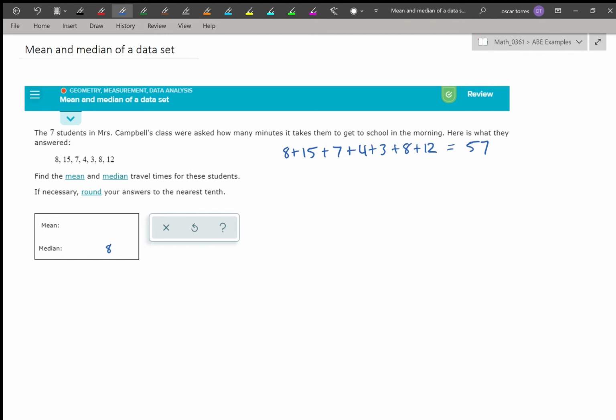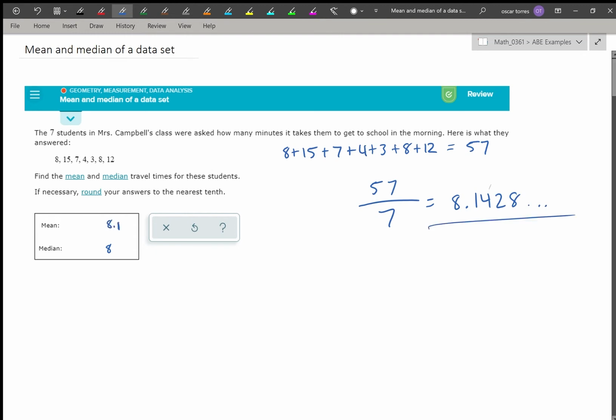So that's not the answer, but it is half of the steps that we need to do to find the mean. Now the next thing we do is we take that total, we take that 57, and we divide it by the amount of numbers that we actually have. So if we count how many values we have: 1, 2, 3, 4, 5, 6, 7. We have 7 numbers, so we're going to divide 57 by 7. And again, using a calculator, we end up getting 8.1428 with more numbers after the 8.